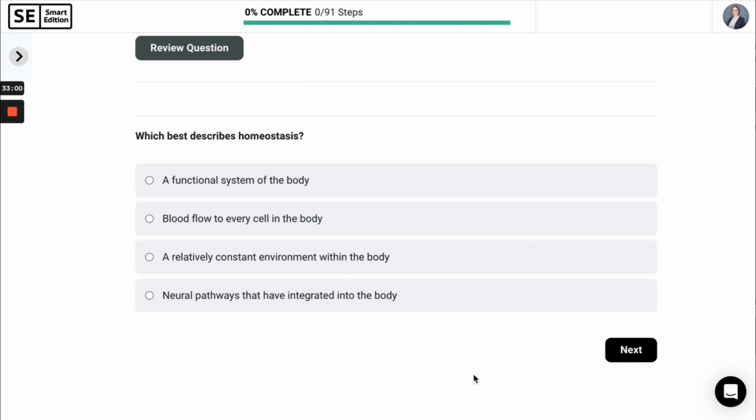Which best describes homeostasis? Is it a functional system of the body, blood flow to every cell in the body, a relatively consistent environment within the body, or neural pathways that have integrated into the body?